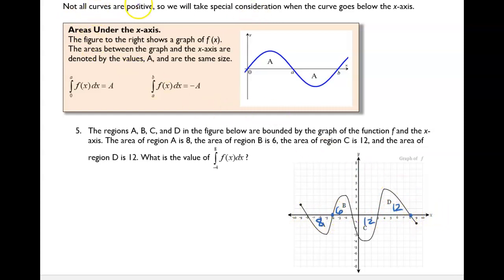Now let's try to zoom in and see which parts of my graph are positive and negative. So this area above the x-axis will be positive, and this area will be positive. This part below the x-axis will be negative. So when I want to find this integral, I'm going to have 6 minus 12 for the area below plus 12. And so that gives me a total of 6. So pay attention to when they give you these area values, they will be positive. You will have to decide if you're adding or subtracting.